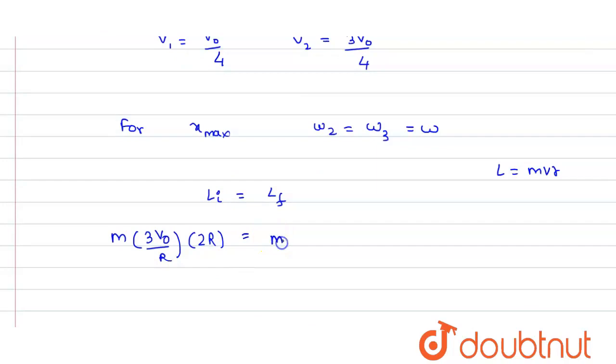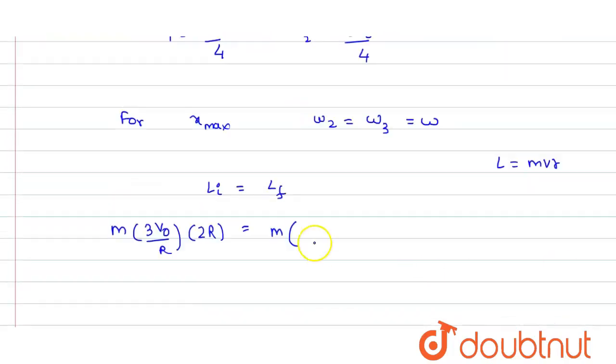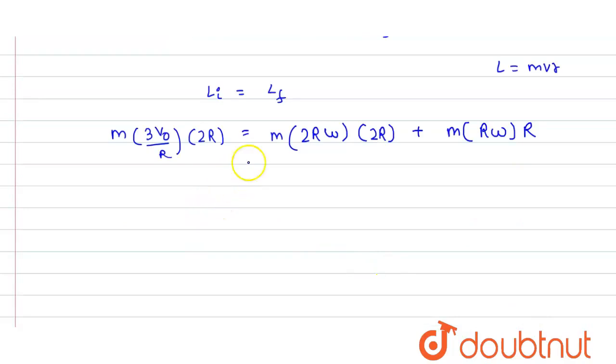So the final angular momentum is m times v2, which is 2r omega, times the distance 2r, plus the mass of m3, which is m, multiplied by the velocity r omega, and the distance is r because it is moving in a circle of radius r. If we solve this, we get the value of the angular velocity. It would be 3 divided by 10 v naught divided by r.